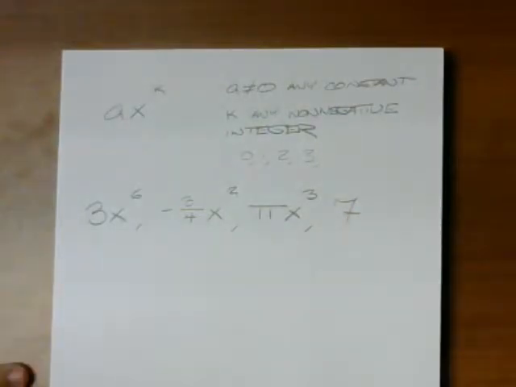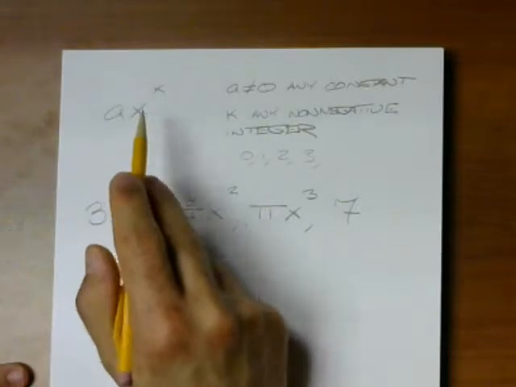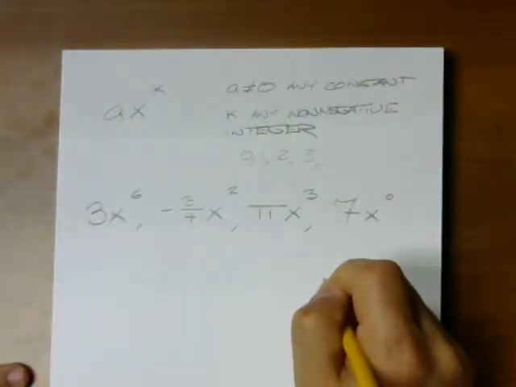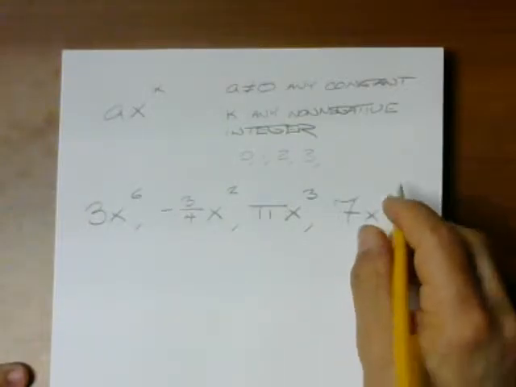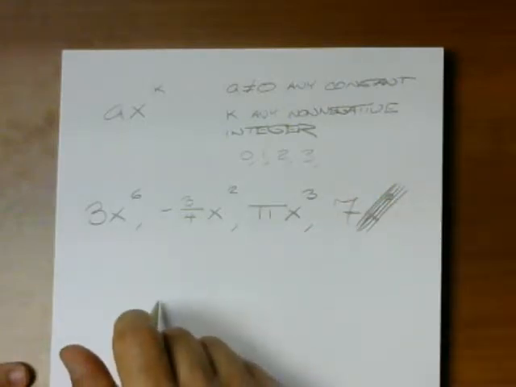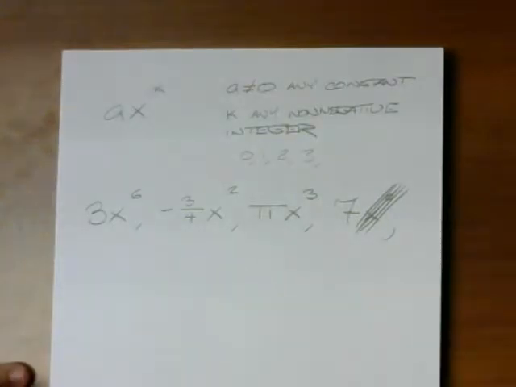You might say, wait a second. How does 7 fit this form? Well, 7 is the same as 7x to the 0, right? So in the case that we have x to the 0, we can just treat that as the number 7, right? Because that's going to be 7 times 1.